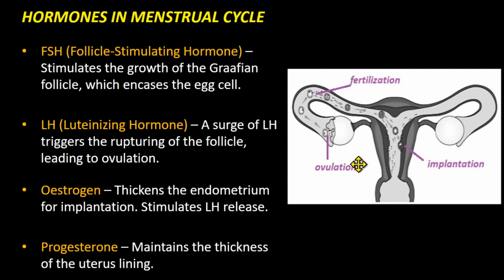Progesterone is released from the follicle after it releases the egg, and this helps to maintain the thickness of the uterus lining. Let's say that the egg gets fertilized but the uterus is not thick enough. That means that the egg, even though it is fertilized, would not be able to be implanted and cannot develop things like an umbilical cord and a placenta, which means that it would not develop into a fetus.